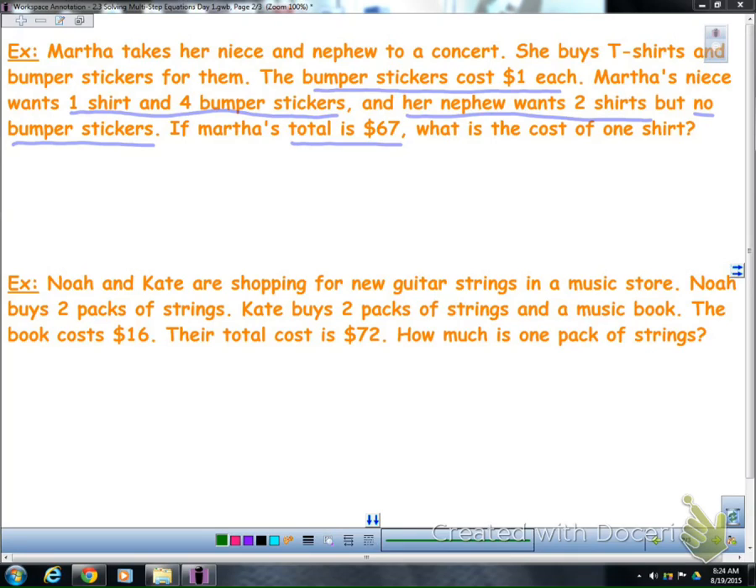Okay, one place to start if you're stuck is this total of $67. In math, the word "is" always means what? Equals, that's right. So equals $67. So start there and come up with the rest of your equation.